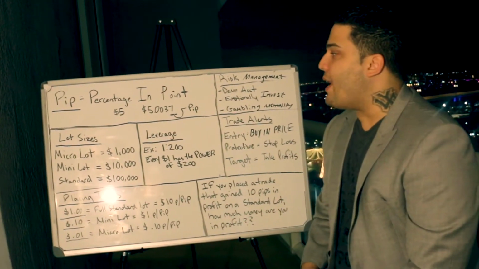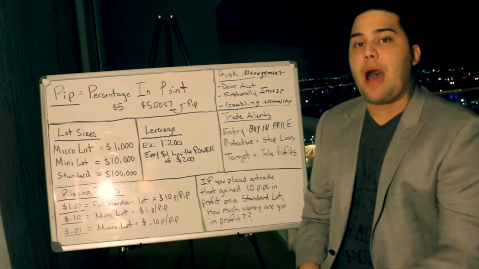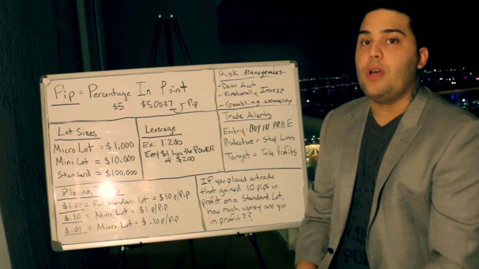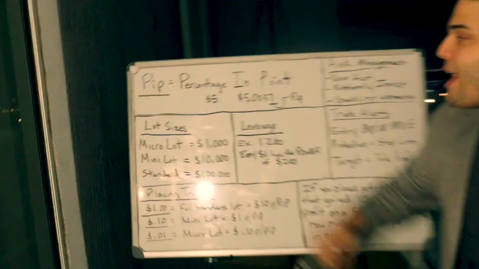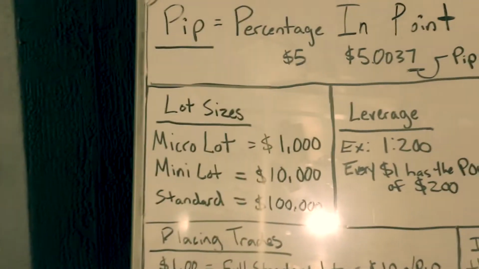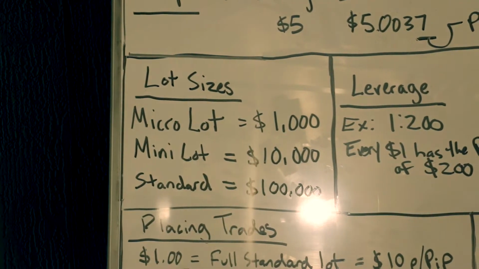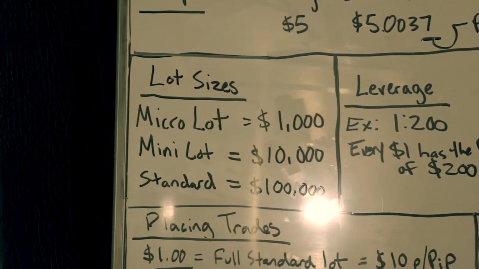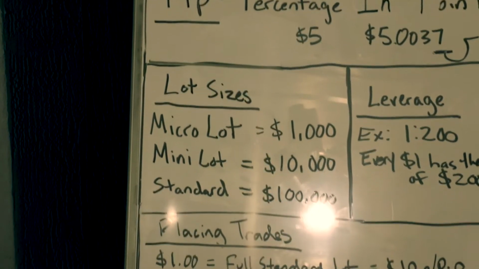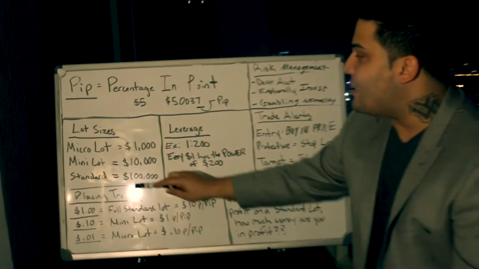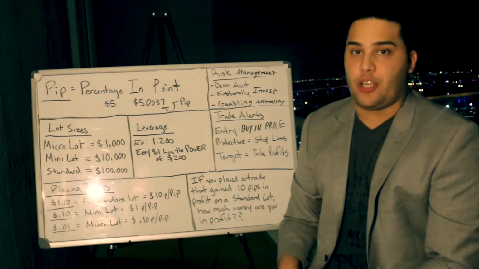Now, when you hear about lot sizes, I want you guys to also understand this. A micro lot is when you have $1,000 in your account. A mini lot is when you have $10,000 in your account, and a standard, or better known as full lot, is $100,000 in your account.